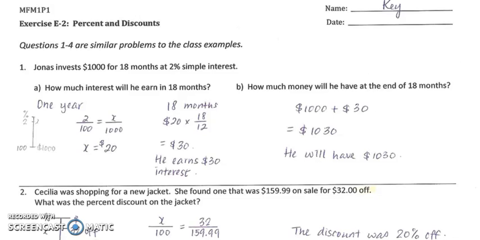Exercise E2, percent and discounts. Questions 1 to 4 are similar problems to the class examples, so make sure you learn how to use your notes to help you do these homework questions.